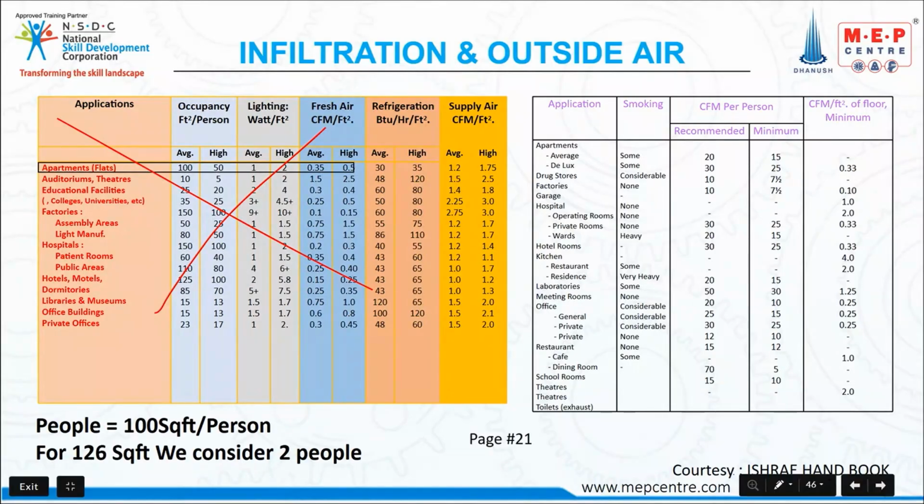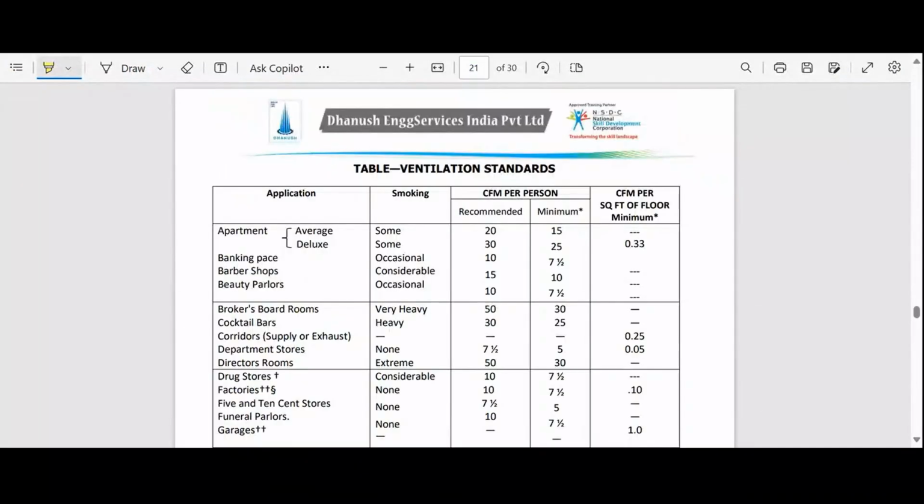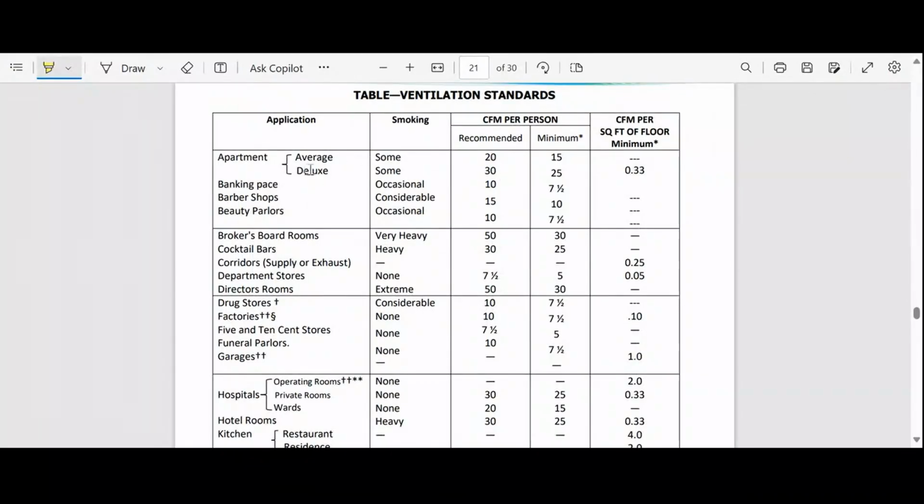Recommended CFM per person you get from page number 21. Okay, so which is average deluxe apartment. I am taking a deluxe apartment. Recommended CFM per person is 30 and recommended CFM per square feet is 0.33. From page number 21 you will get it. I will show here. See here, recommended CFM per person, apartment. So I'm taking it as a deluxe apartment. Recommended CFM per person is 30. Recommended CFM per square feet is 0.33.